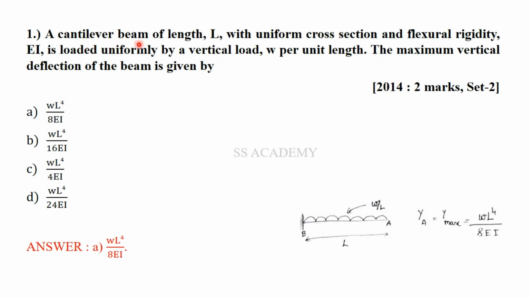A cantilever beam of length L with uniform cross-section and flexural rigidity EI is loaded uniformly by a vertical load W per unit length. The maximum vertical deflection of the beam is given by. They have asked the maximum vertical deflection of this beam. It is a 2014 set 2 GATE question being asked for 2 marks, and these are the options as shown.